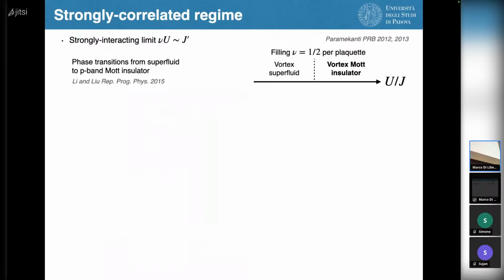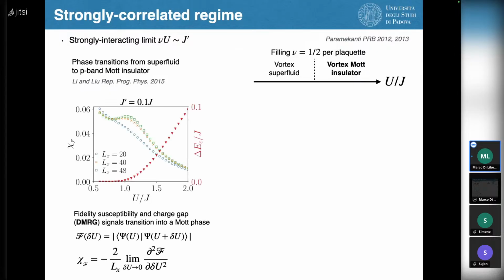What about strongly interacting? What about increasing the value of Hubbard U, having some density which is 1 or 1/2? In p-bands, we know there is a transition from a superfluid of vortices to a Mott insulator of vortices. So the question is, can we have the same here? A vortex Mott insulator, for example, is something that people were trying to predict a long time ago. And here actually it comes naturally. We did the DMRG calculations at filling 1/2, so 2 particles per plaquette of 4 sites.